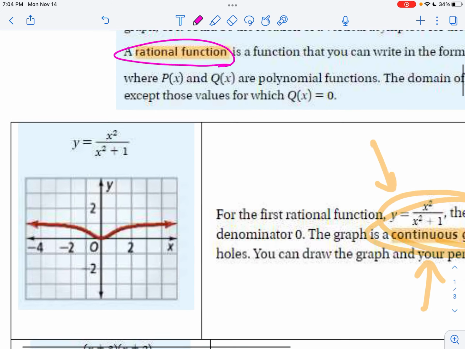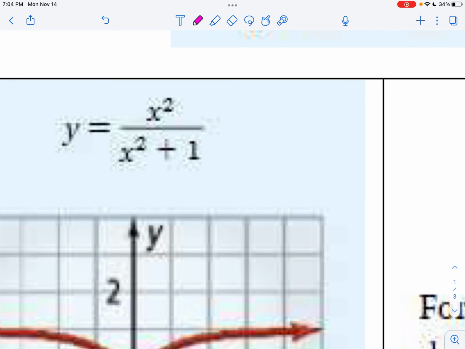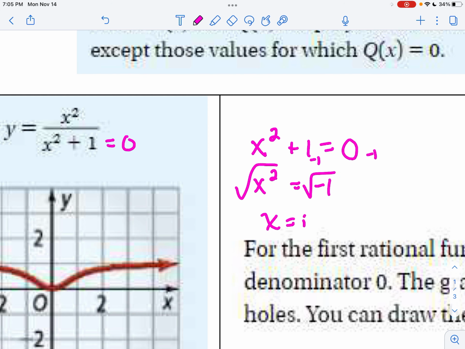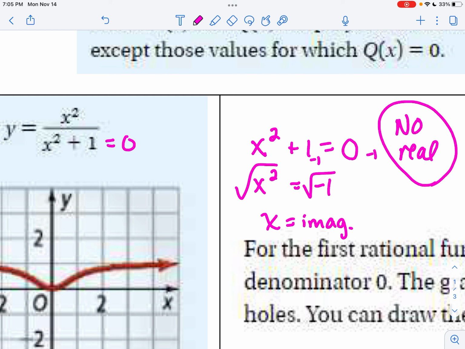Now, the reason it's called a continuous graph is because I can't make the denominator equal 0. You might say, yeah, you can. All you need to do is set it equal to 0 and see what the value is, right? If you take away 1 from both sides, what do you get? -1. And then if you square root that, you can't do that. That's imaginary, so it's really no real problem.